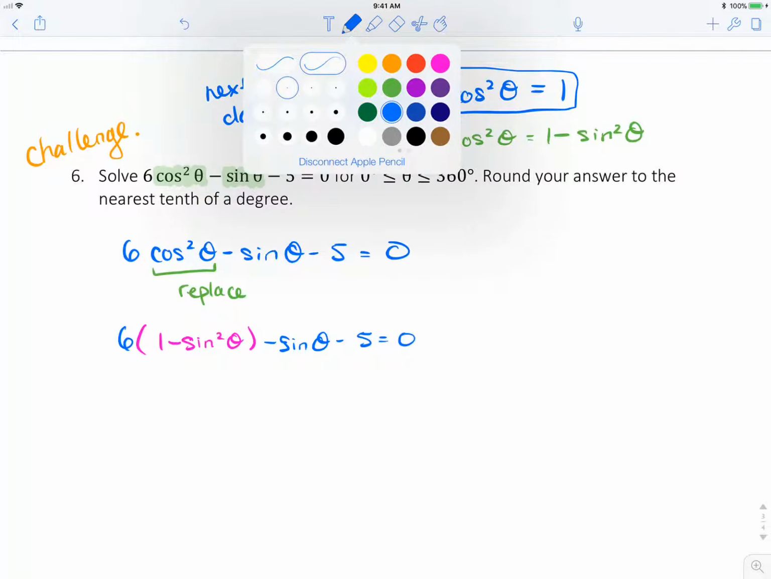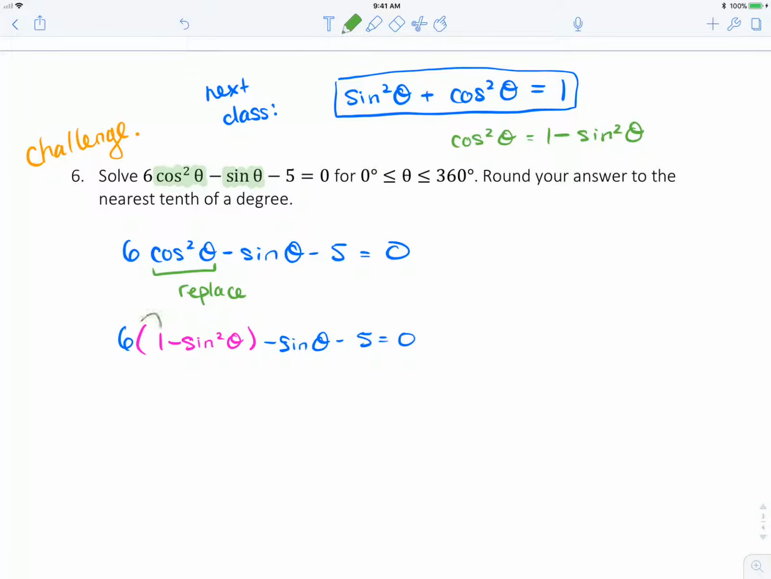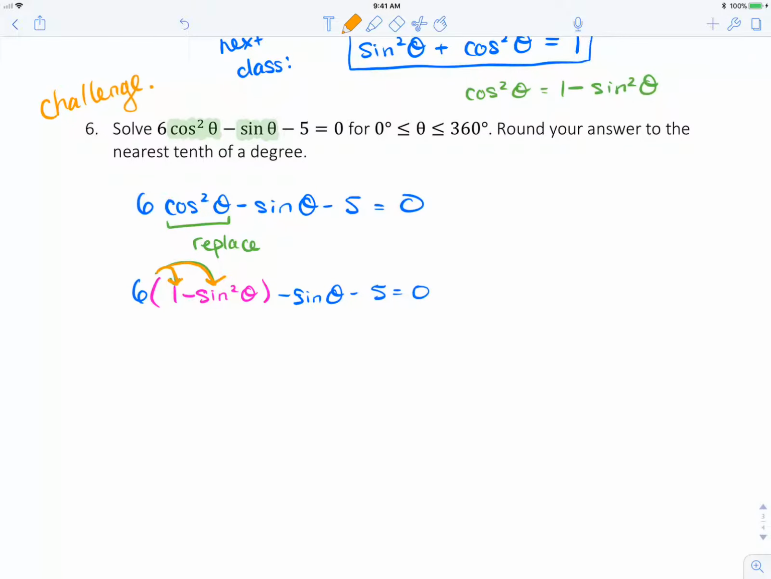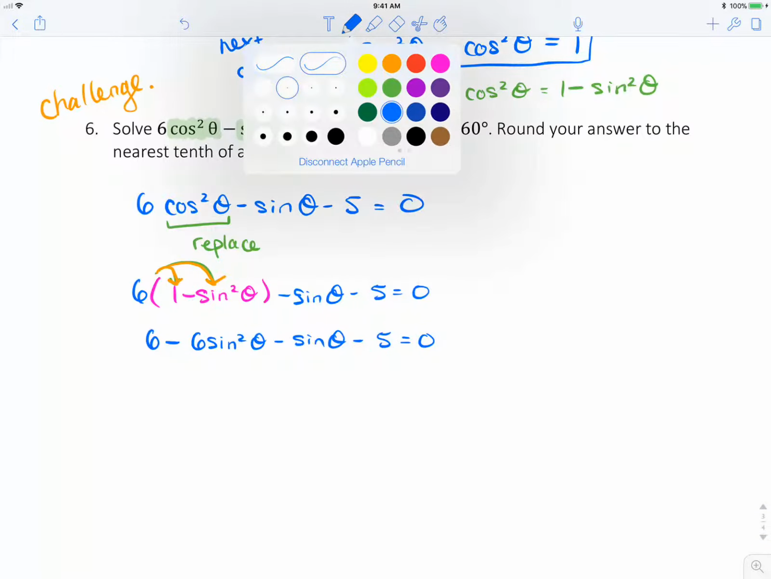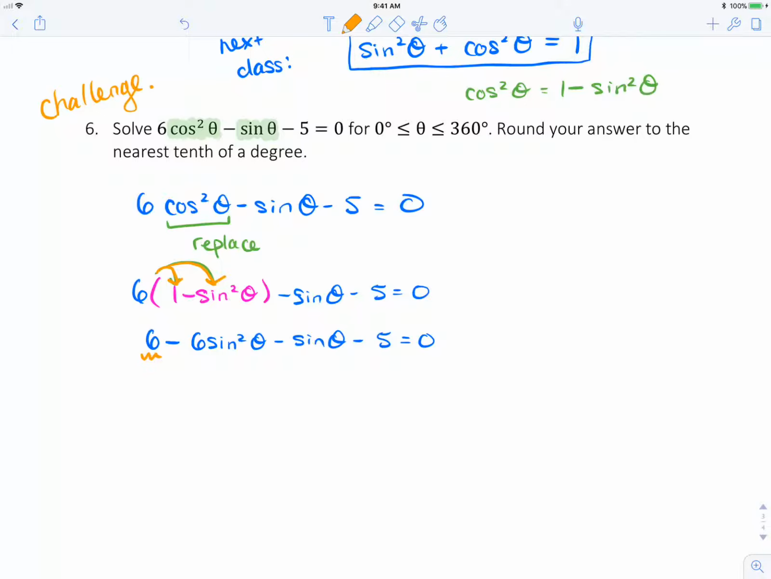Now, I encourage you to expand this before doing any let x represent values, and I just decided to make that orange for no reason. When I expand, I'm left with 6 minus 6 sine squared theta minus sine theta minus 5. And then the very last thing I can do is combine two terms, the 5 and the 6. This is the last step of simplification that I have to do.